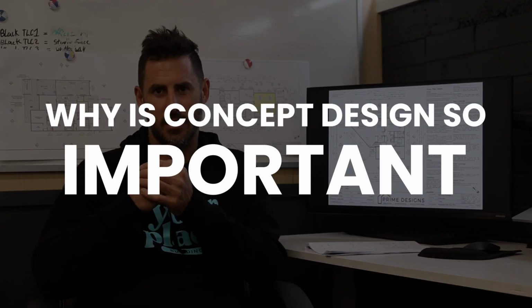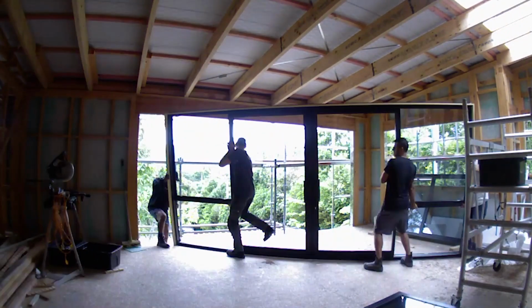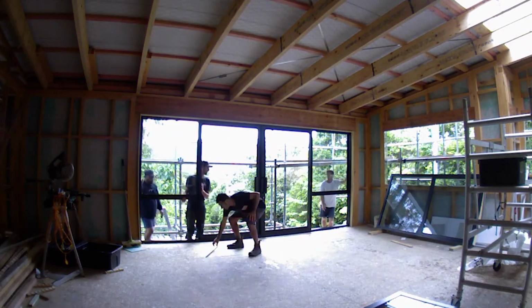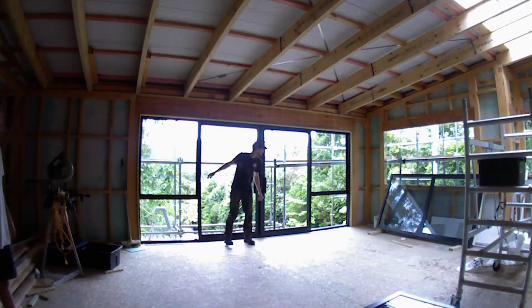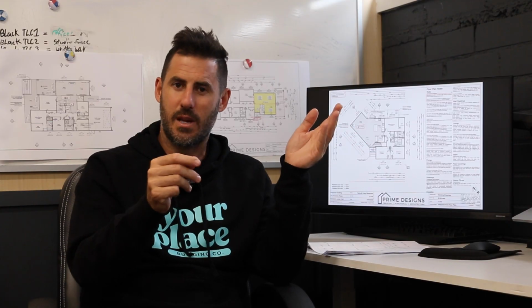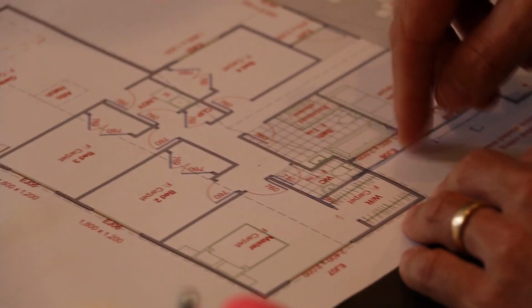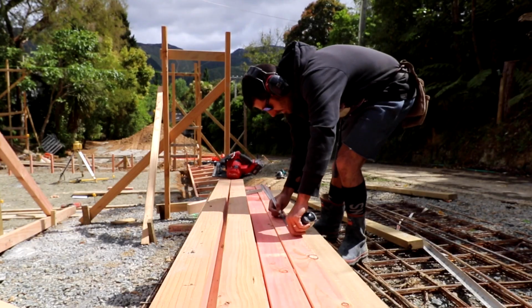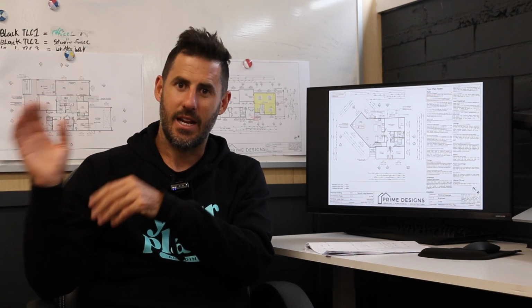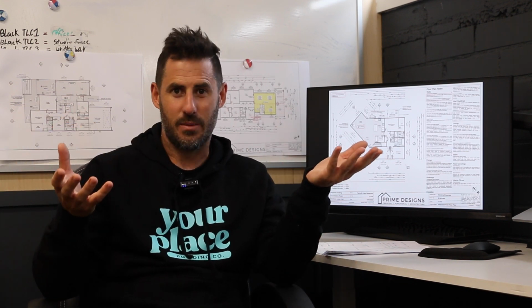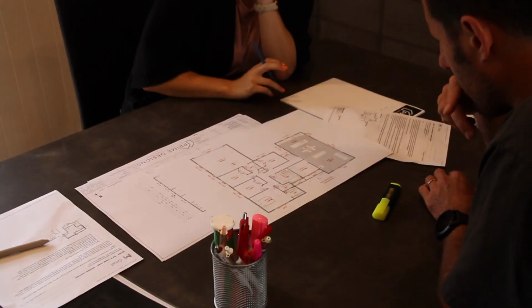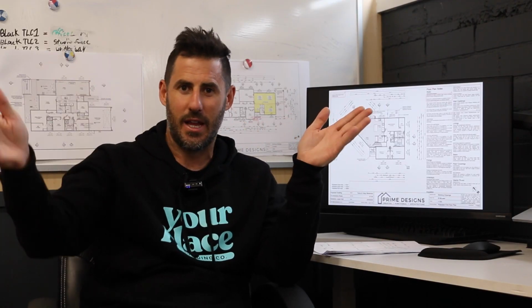Why is this such a critical part of the process? I always tell my clients, we can do whatever you want, whenever you want, but the longer you leave it in the build process, the more expensive it's going to get. We can move something and change something with a stroke of a pen on a piece of paper, or we can build it on site for you and pull it apart and move it. You know which one's going to be cheaper. The one where you change it on a piece of paper and it's on every other plan from then onwards.